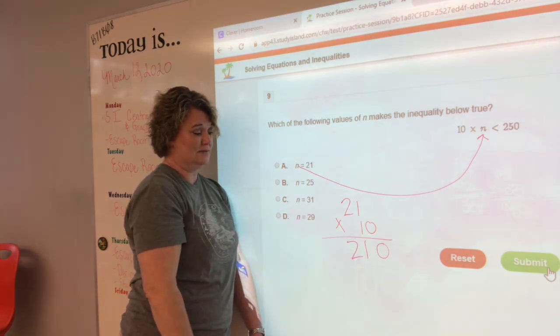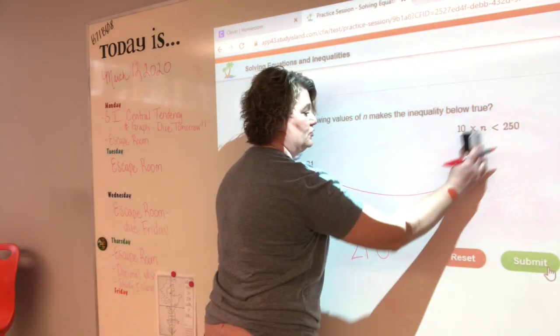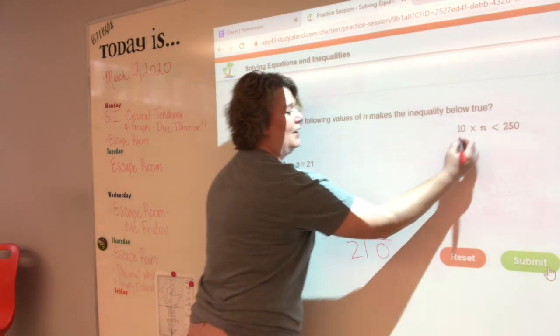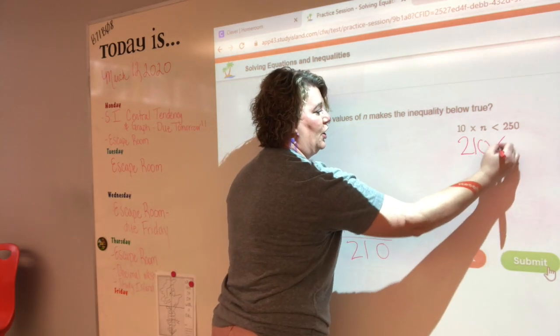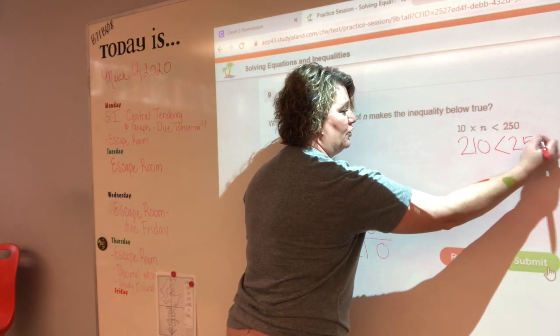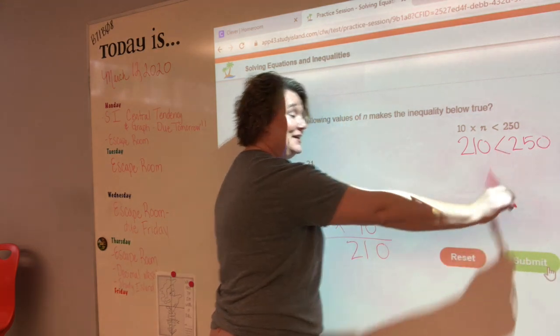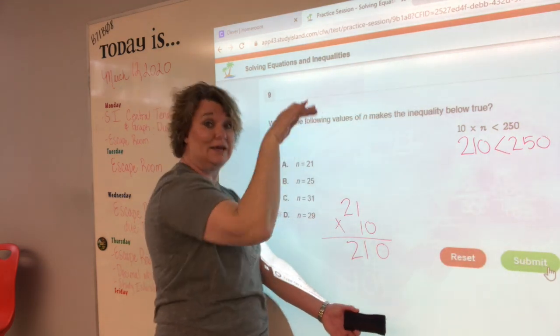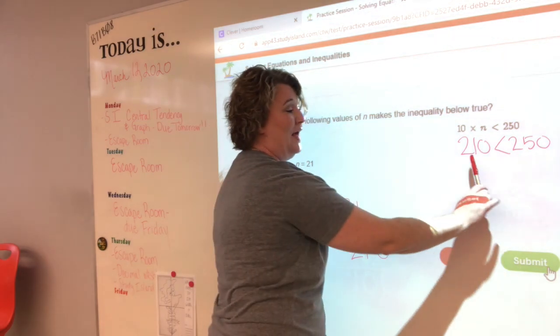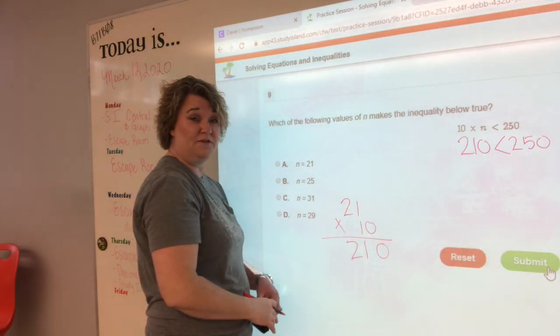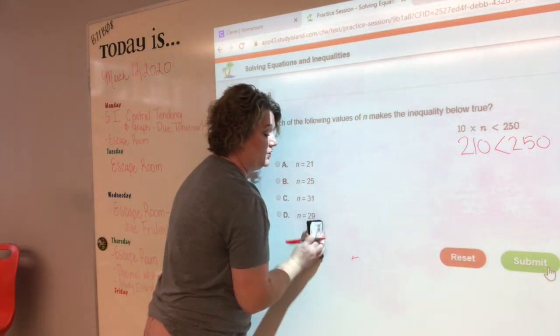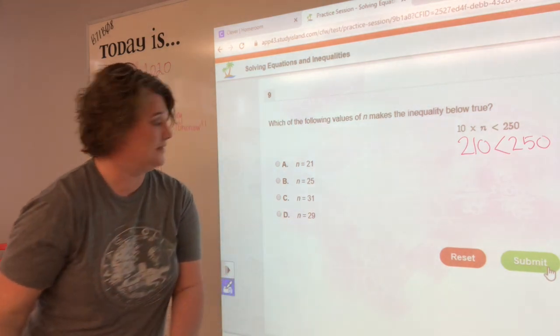So now let's see if this makes sense. If I say 210 right here, would you agree that 250 is the big side because the big mouth is opening to the 250 side? That would make 210 smaller than 250? I think that's totally the truth. So the answer has to be letter A.